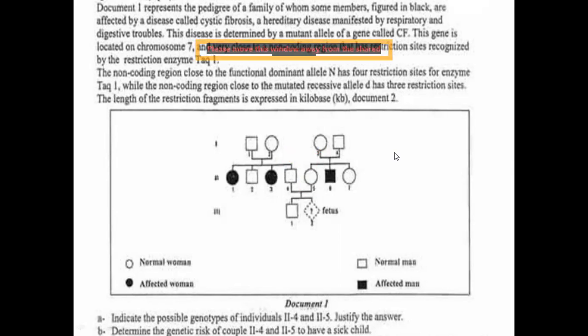Part two, or part B. We said determine the genetic risk of the couple 2-4 and 2-5 to have an affected or sick child. First of all, the probability to be heterozygous is 2 over 3. For the man to be heterozygous and for the female to be heterozygous, to be ND, it's 2 over 3 already.